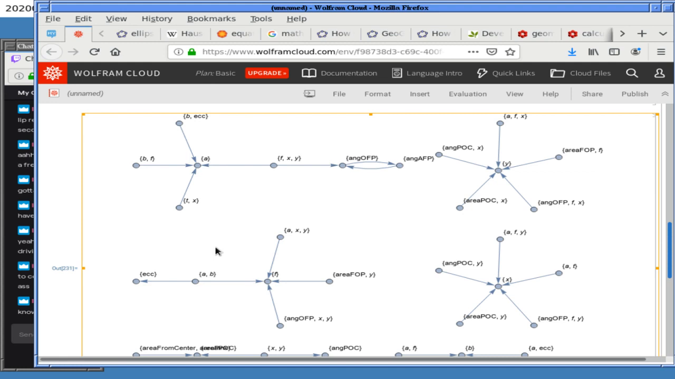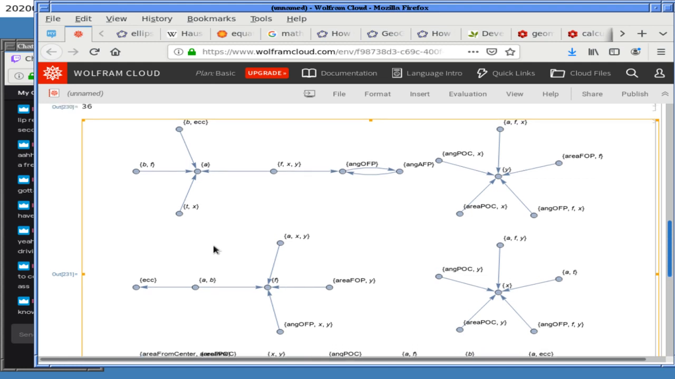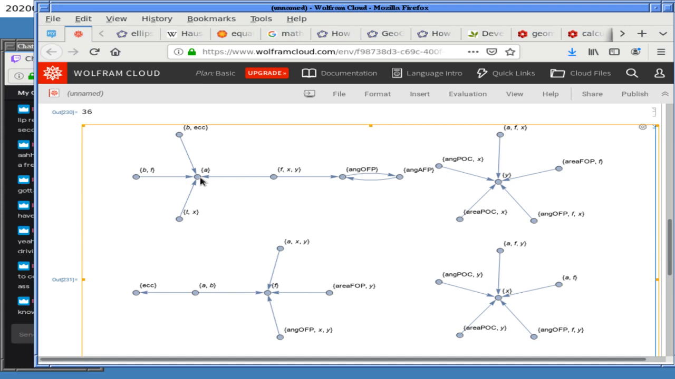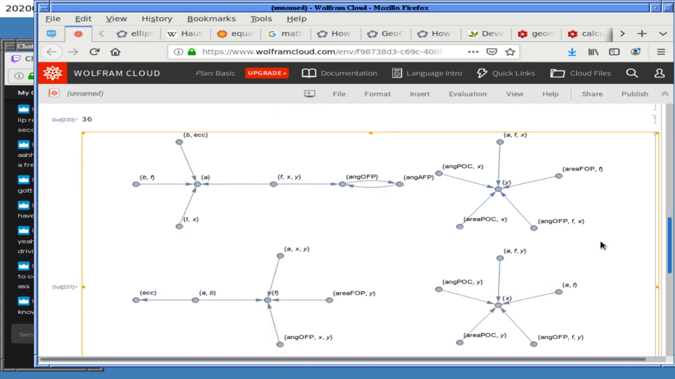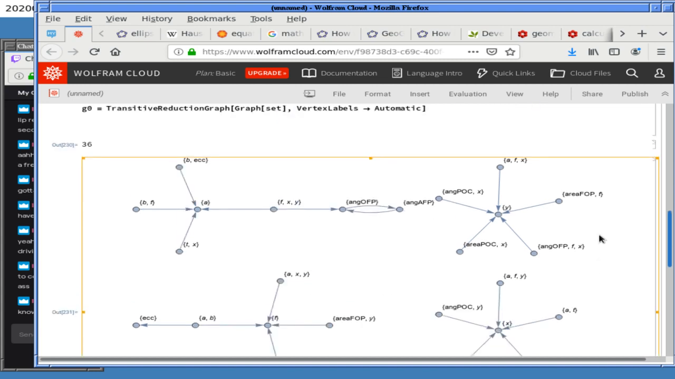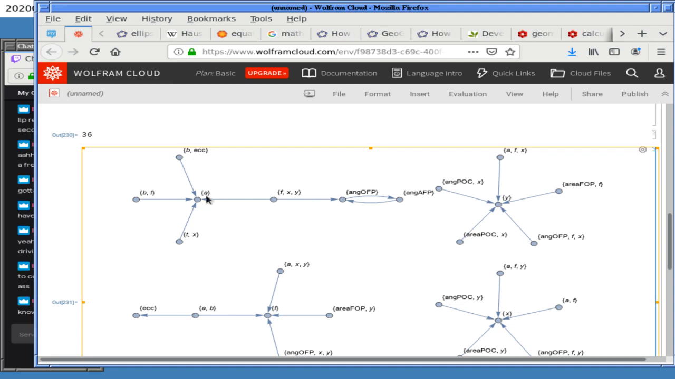So now the question is, there's not more than one A, is there? There's an A here, A B here, which is fine. No, I think this is actually bizarrely correct. I don't know how helpful it is, but it says from B in the eccentricity you can get to A. From B and F you can get to A, and from T and X you can get to A. That is maybe a surprise for me there. There's a bunch of ways to get to Y, and a bunch of ways to get to X.